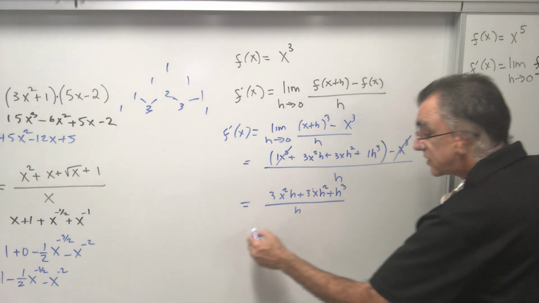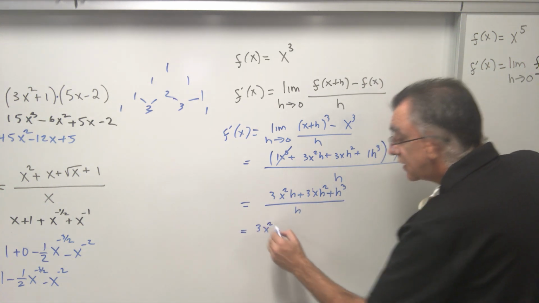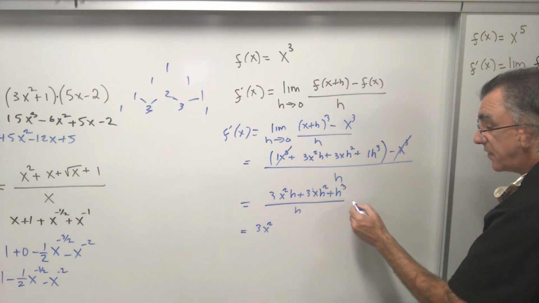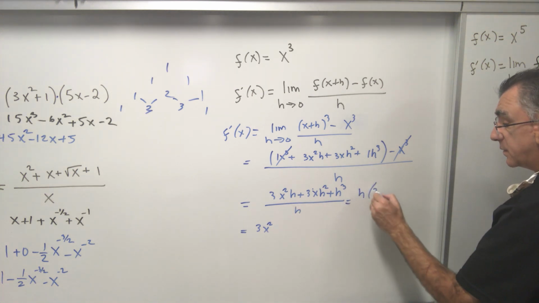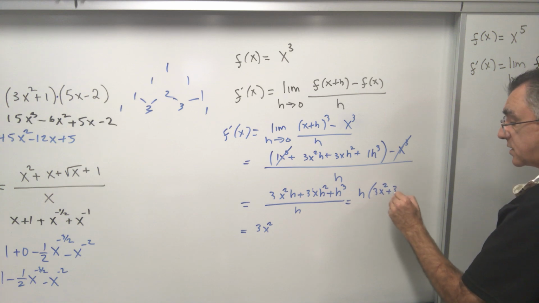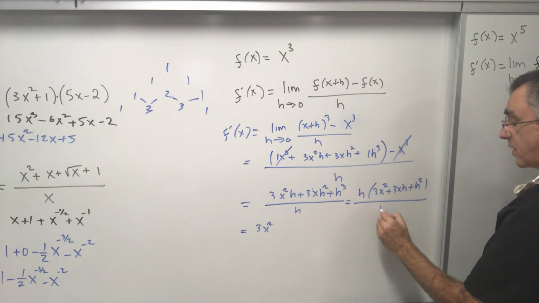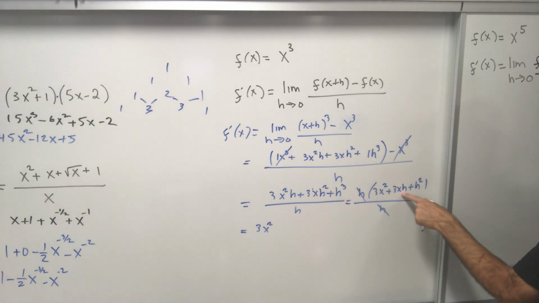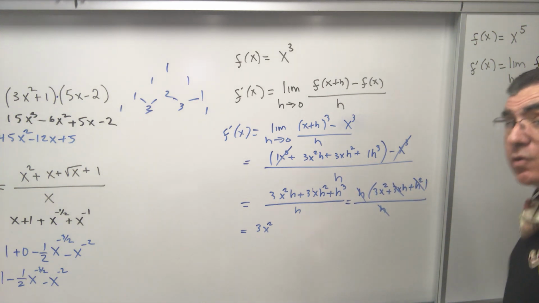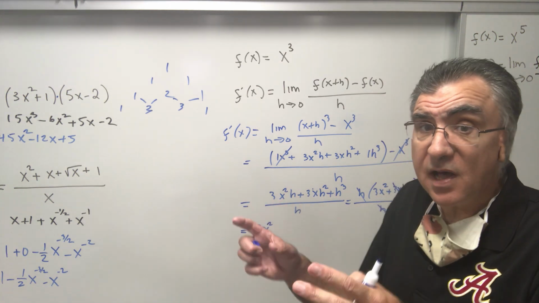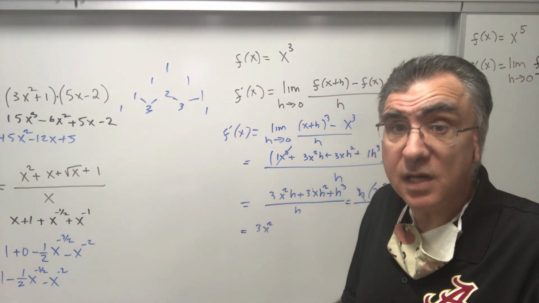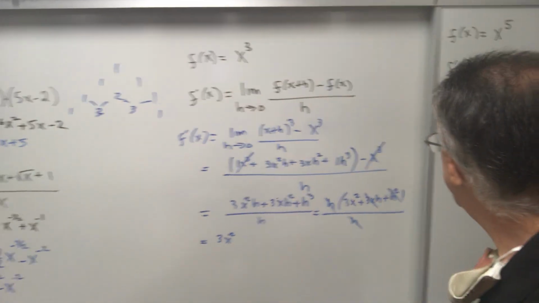So the only thing that's going to survive this is the 3x squared, right? Because even if I factor the h out, 3x squared plus 3xh plus h squared over h, and you cancel out the h's, the other h's are still going to go to 0. So notice that the only thing that's going to survive is the one term that has the one h in it. Let's try that again.